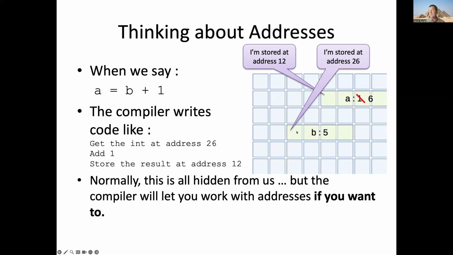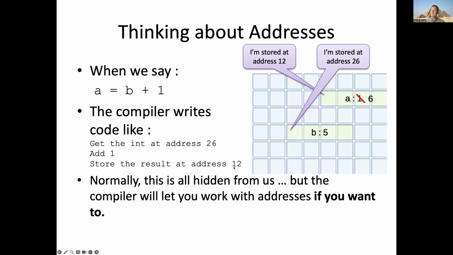And then once you have a copy of that, the processor in your computer can usually do basic math on that. So you could add 1 to that. And then to store the result in A, you would copy that to wherever A is stored. So here we're pretending that starts at address 12.